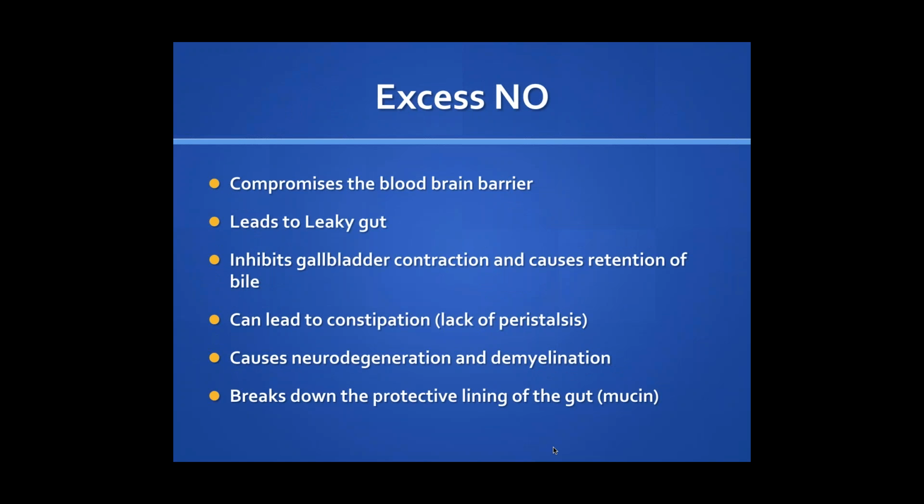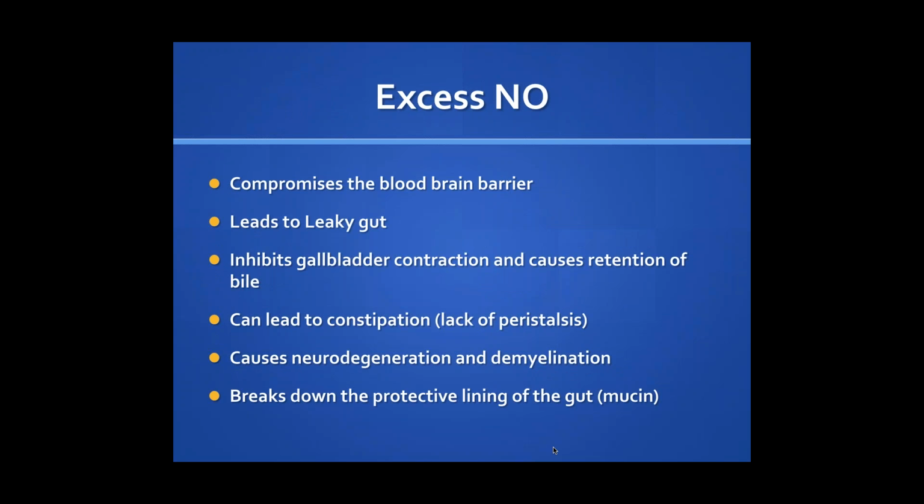But when we get the excess nitric oxide, remember, too much of a good thing can be a bad thing. And when it turns to the peroxynitrite molecules, it compromises the blood-brain barrier and leads to leaky gut. It inhibits the gallbladder contraction and causes the retention of bile. This can be one of the reasons for constipation.